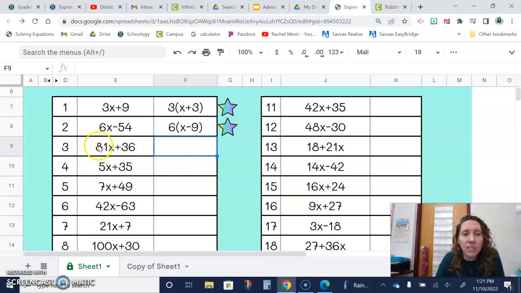All right, so for this next one here, I could divide them both by 3. I could divide them both by 9. 9 would probably be the larger of the numbers. So let's go with 9. 81 divided by 9 is 9, so it's going to be 9x. And 36 divided by 9 is 4, so plus 4.